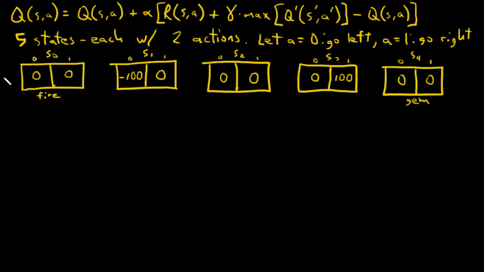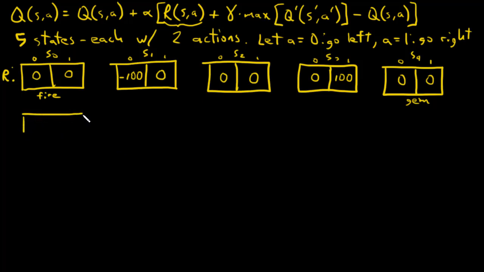This is our R, big R, that we're going to be looking up right here. Okay? So that is never going to change. That is set in stone. The gem is here. The fire is here. Okay? Now let's initialize our Q table.